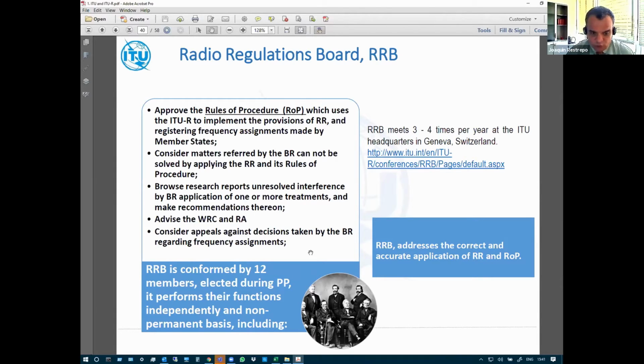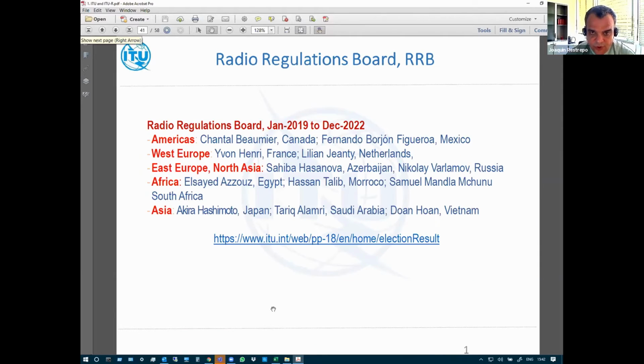It is composed of 12 members that are elected during the PP, and they perform their functions independently and on a non-permanent basis. They normally meet three to four times a year in Geneva. At this very moment, they are in session. The composition is also distributed by administrative regions. There are 2 members for the Americas.